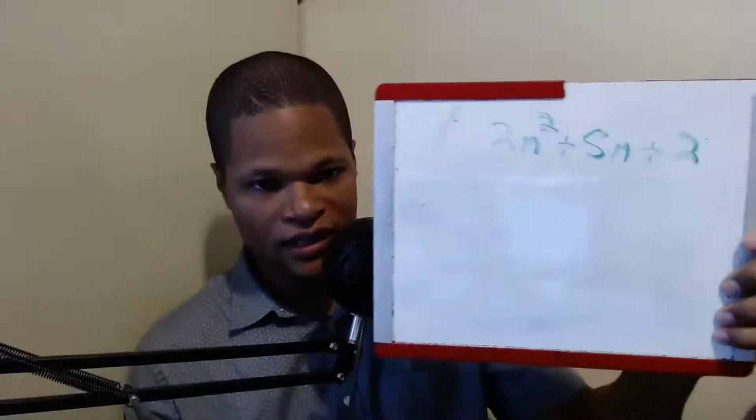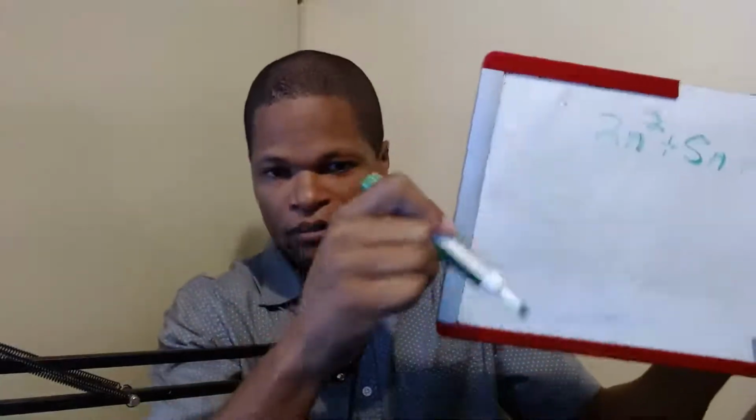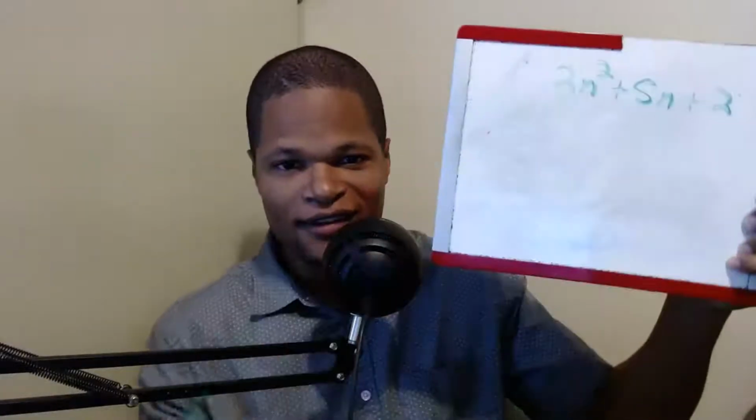I'm trying to find some good markers. Apparently, all mine are dying at the same time, which is never what you want. But we'll find something to work here. Okay, let's say you have a situation like this. Okay, hopefully you can see that all right. You got 2n squared plus 5n plus 2. All right, let's see if I can beat the ink down to the bottom.